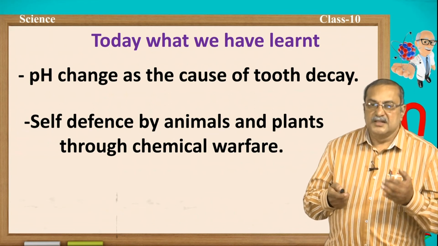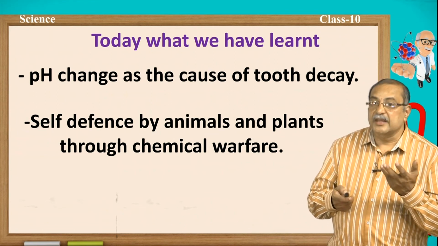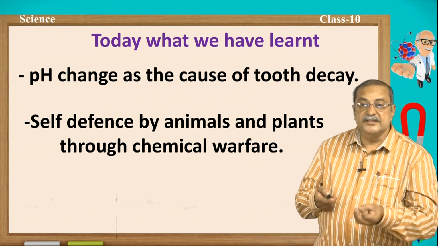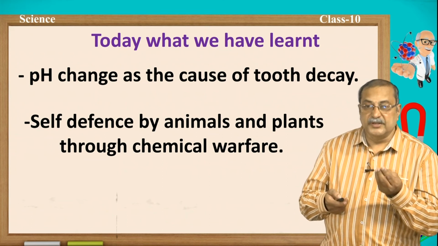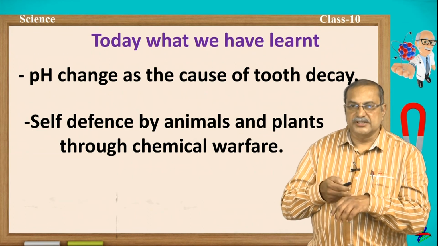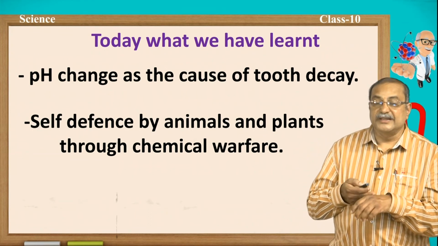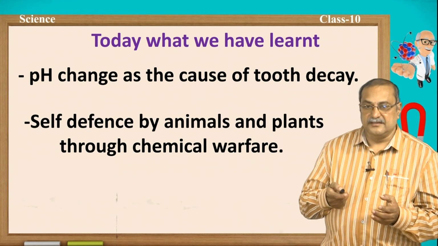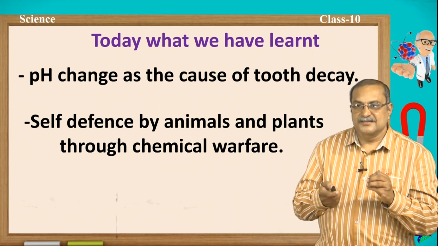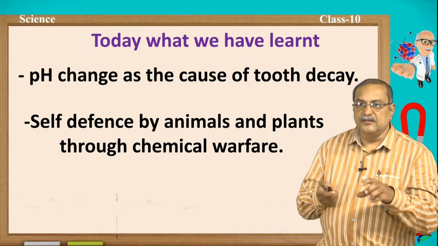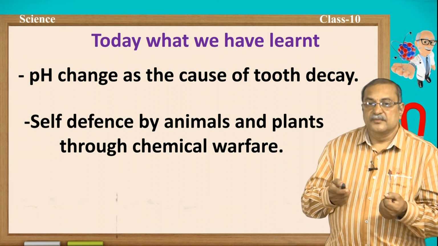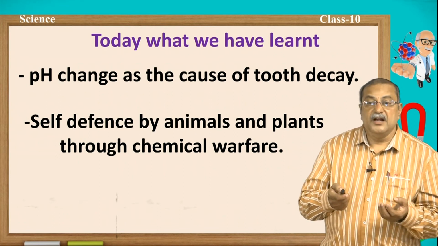Okay. Self defense by animals and plants through chemical warfare, that is the nettle plant, and even ants and honeybees. Red ants, if they sting, they have methanoic acid that they inject into the body. So, by that it causes irritation and pain, methanoic acid, and they protect the surrounding area where they live, their dwelling place, with these acids also. So, these are all mechanisms which have developed in the animal kingdom.